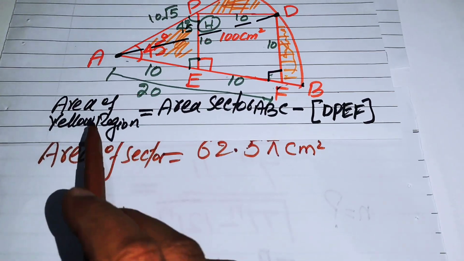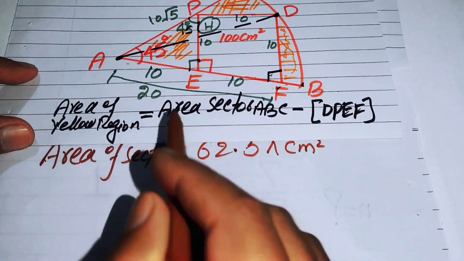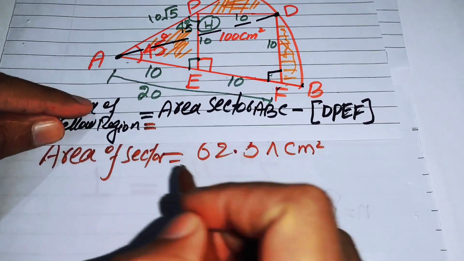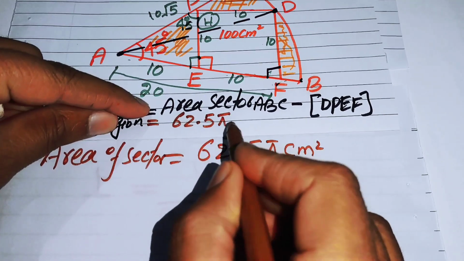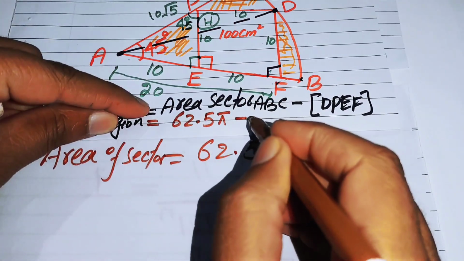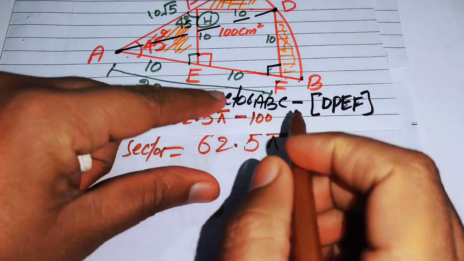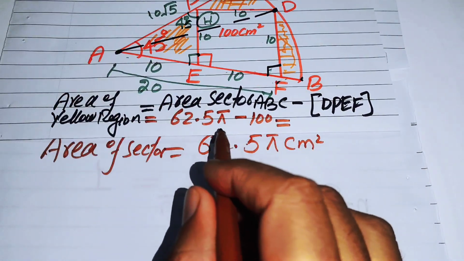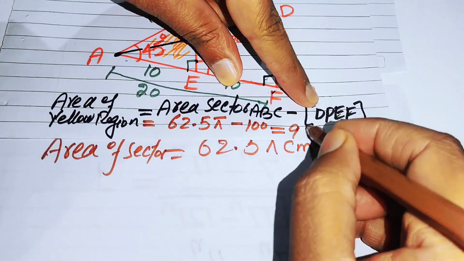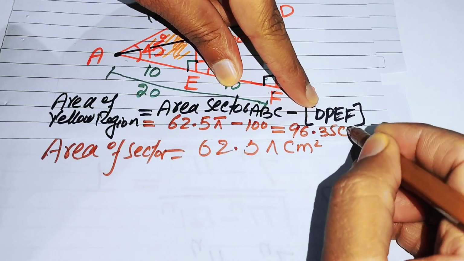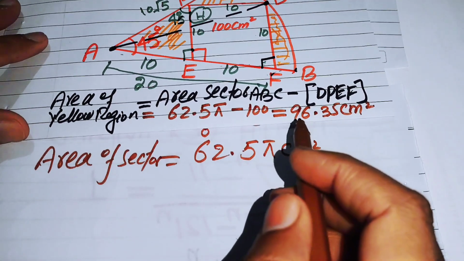We can find the area of the yellow region. It is equal to the area of sector ABC minus the area of square DPEF. Here you see that the area of the sector is 62.5 pi, minus the area of the square, which is already known as 100 centimeter square. So this is the area of the yellow region, and if I put in the value of pi, you will easily get our answer in this form, 96.35 centimeter square. So this is the area of the yellow region, and this is our final answer.